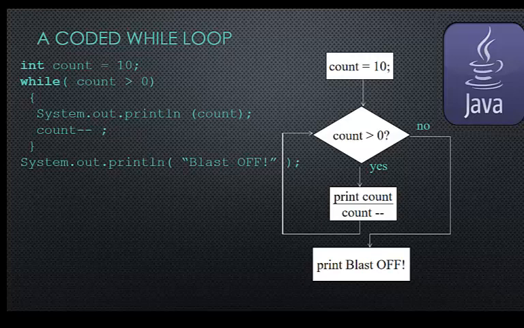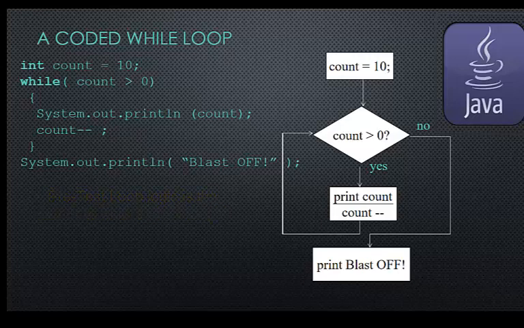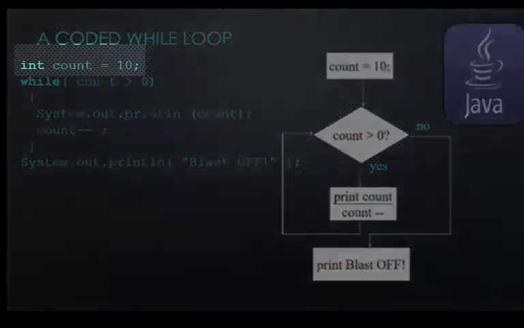Let's look at our blast off program again, coded as a while loop. Notice the flowchart. It's identical to the flowchart we used for the for loop. That's because these are both pretest loops. The logic is the same. We are just using a different loop structure to complete the task. You could choose whichever one you like for this problem. Both work well.